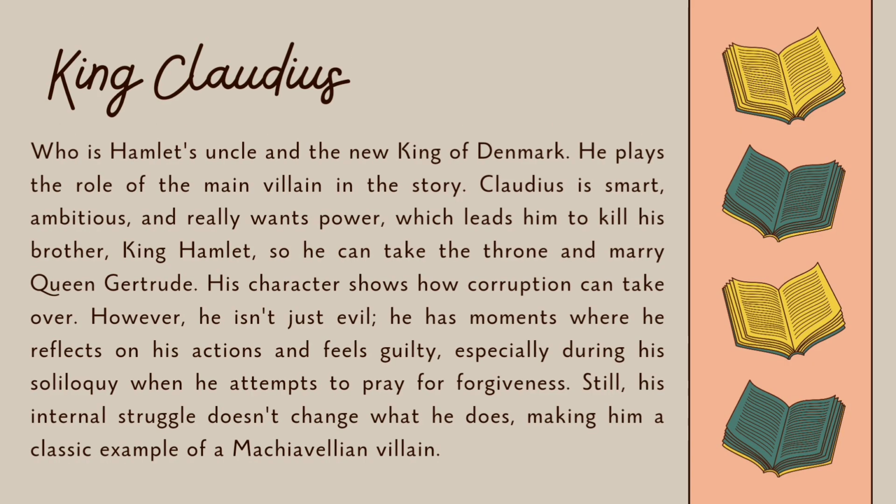King Claudius, who is Hamlet's uncle and the new king of Denmark, plays the role of the main villain in the story. Claudius is smart, ambitious, and really wants power, which leads him to kill his brother King Hamlet so he can take the throne and marry Queen Gertrude. His character shows how corruption can take over.